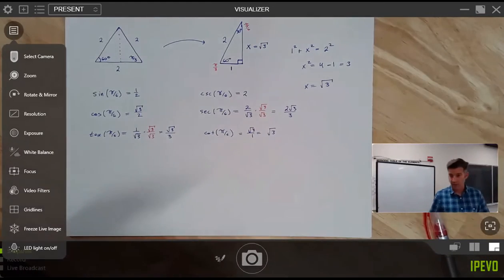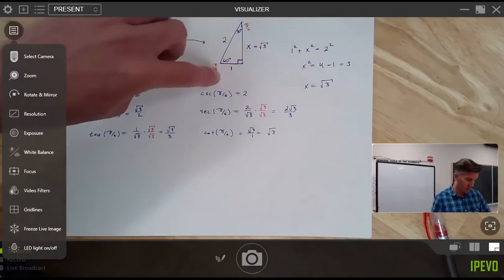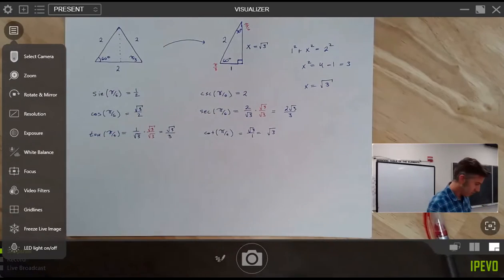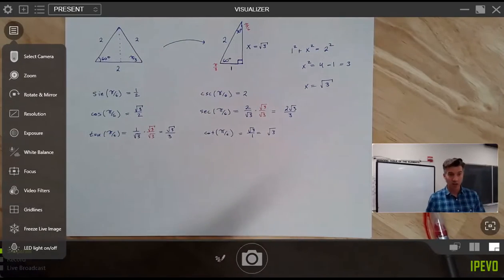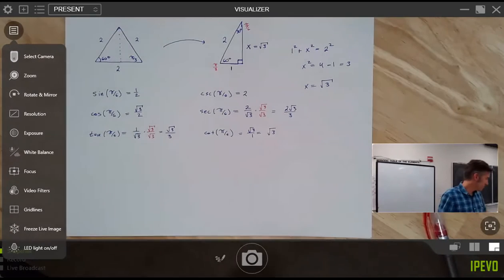And if you look at the triangle, that also works, right? You could say, oh, cotangent of pi over 6 is the adjacent over the opposite, which is root 3 over 1. So there are the 6 trig functions of pi over 6 radians, or 30 degrees.